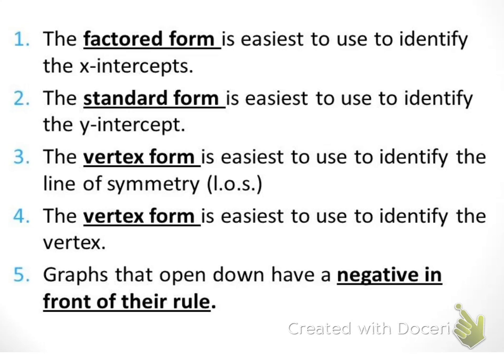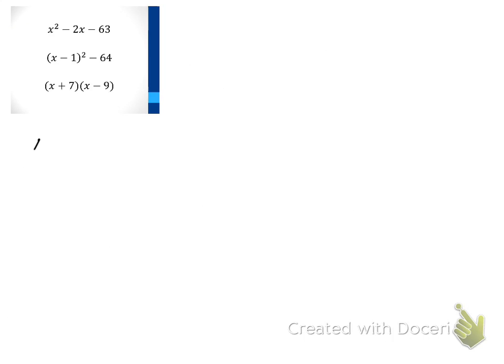Earlier in the week we did a Nearpod activity where we discovered that the factored form is easiest to use to identify x-intercepts, standard form is easiest to use to identify the y-intercept, and vertex form is the easiest to use to identify both the line of symmetry and the vertex, and that graphs that open down have negatives in front of their rules. So let's take a look at an example.